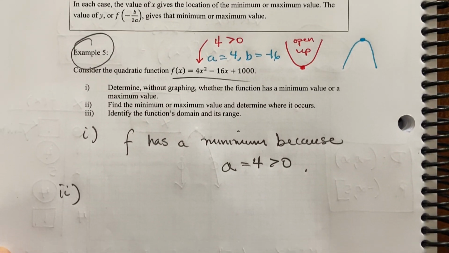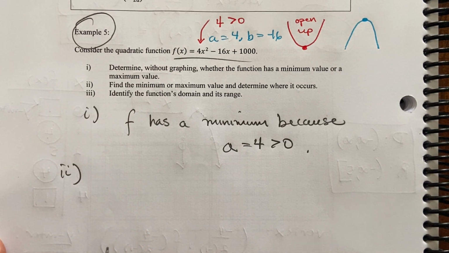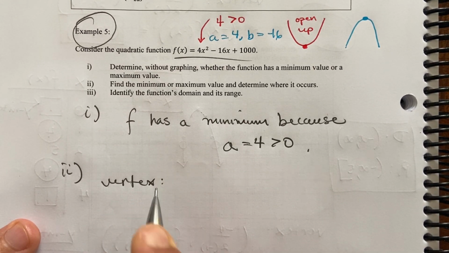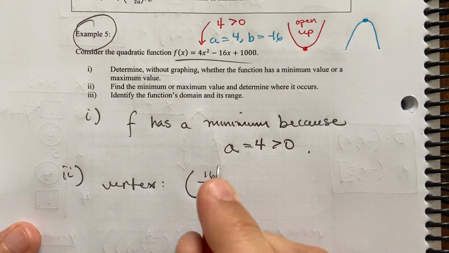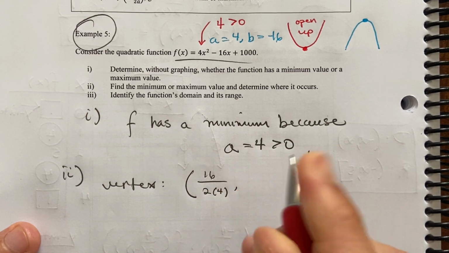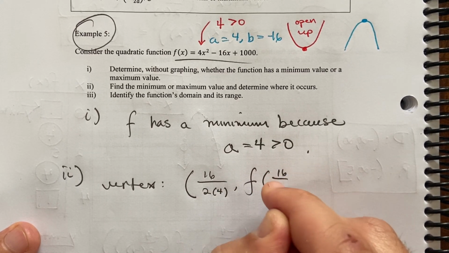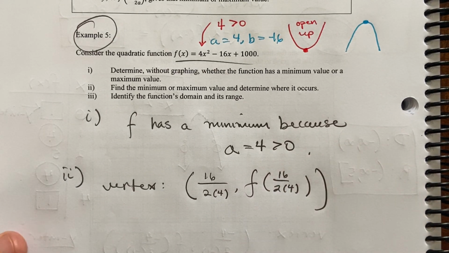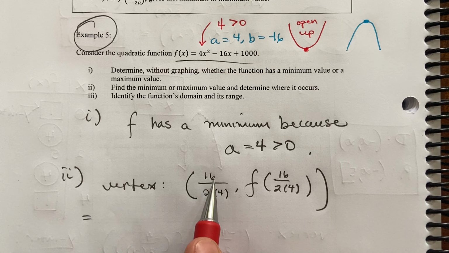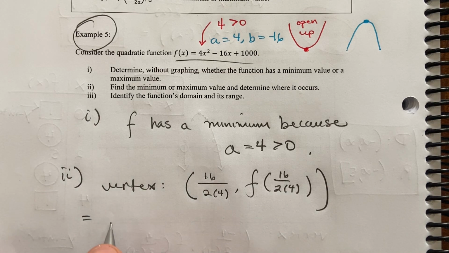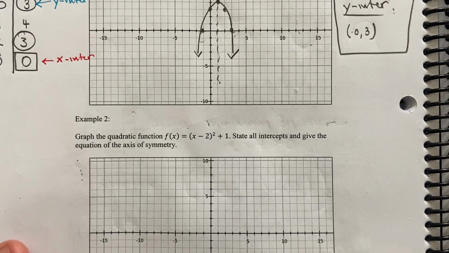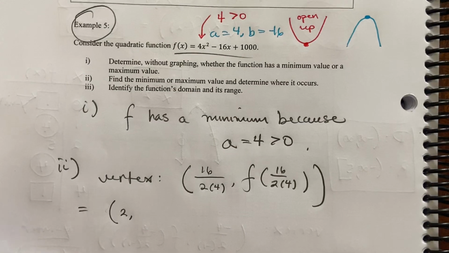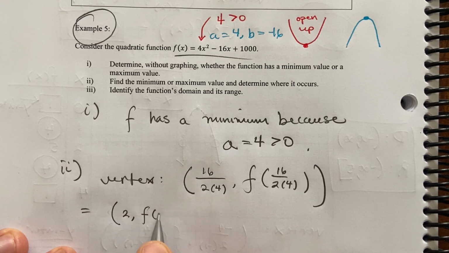So for a vertex calculation, which is really what part 2 is about, the vertex will be at the opposite of negative 16. So in other words, 16 over 2 times 4, and then f of 16 over 2 times 4. Simplifying, we have 16 over 8. So we get a 2. It won't always be 2. I'm kind of realizing now that we had a lot of 2's for our vertex, but it won't always be that way. And then we need to find f of 2.